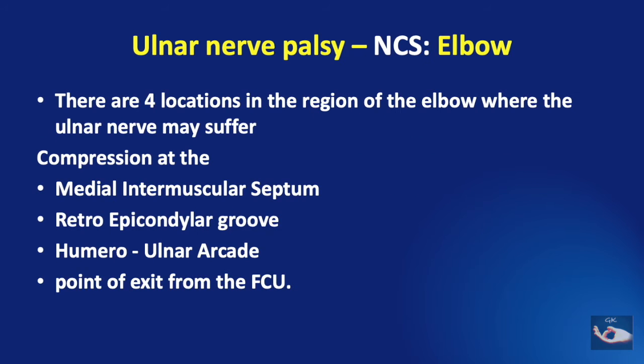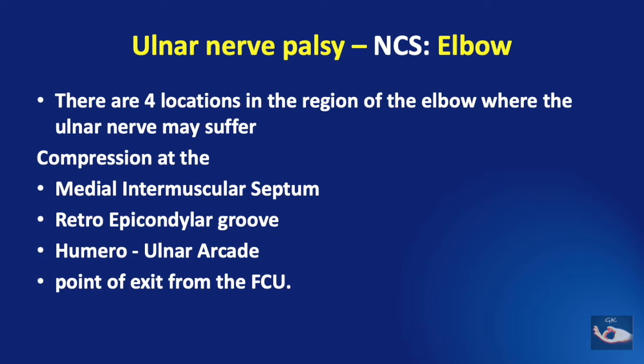As far as the ulnar nerve is concerned, there are two main areas where the involvement of the ulnar nerve needs to be investigated thoroughly. One is the elbow and the second is the wrist or the Guyon's canal.